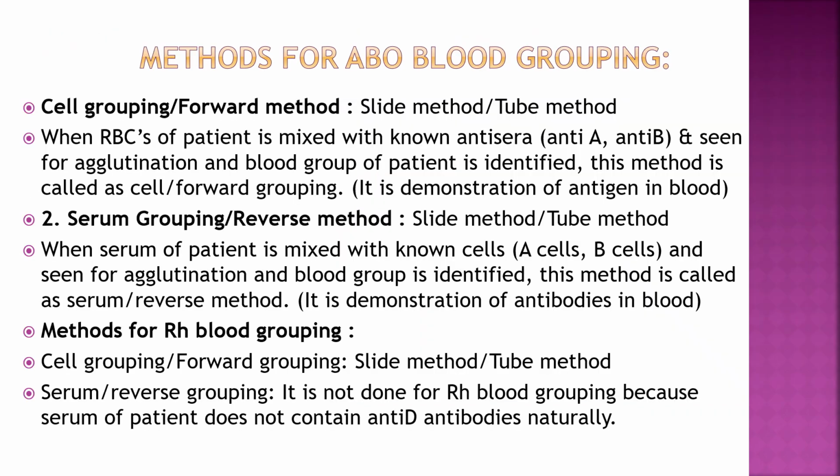Now, methods of ABO blood grouping. There are mainly two methods, forward and reverse. Forward is also called cell grouping and reverse is also called serum grouping. In forward grouping, we take the cell suspension of RBCs of the patient and add known antisera. In serum grouping, you take the serum of the patient and add known cells from the kit. Then we look for clumps. For RH blood grouping, only forward grouping, that is cell grouping, is done. Reverse grouping is not done because natural anti-D antibodies are not there.